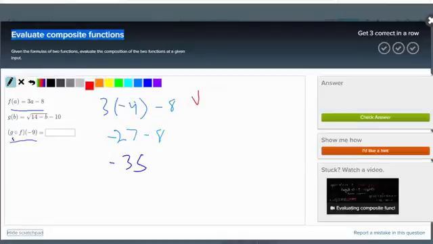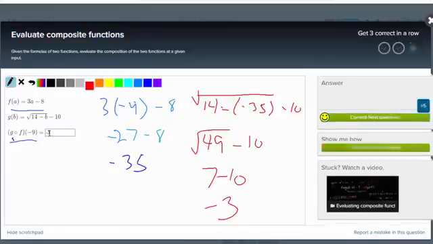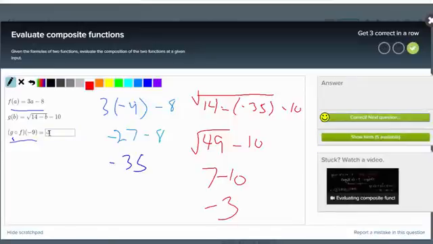So square root of 14 minus negative 35. Then on the outside, minus 10. 14 minus negative 35, same thing as 14 plus 35, so that's going to be 49. Square root of 49 minus 10. Square root of 49 is 7. 7 minus 10 is negative 3. Check it out. And we got it. So hopefully those examples will be enough.